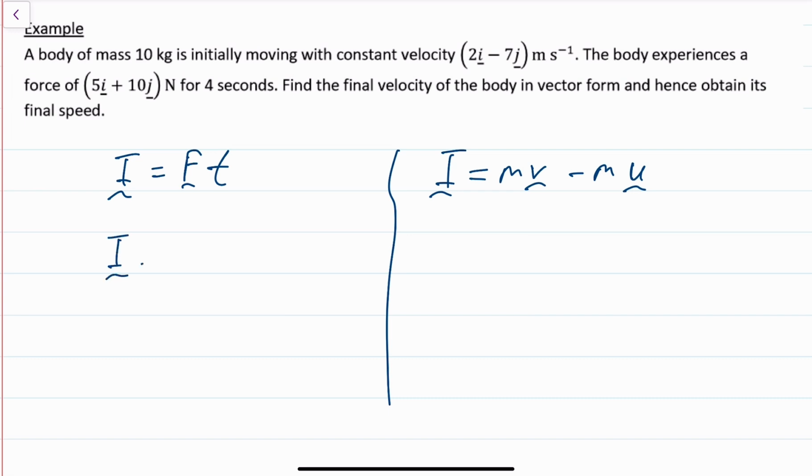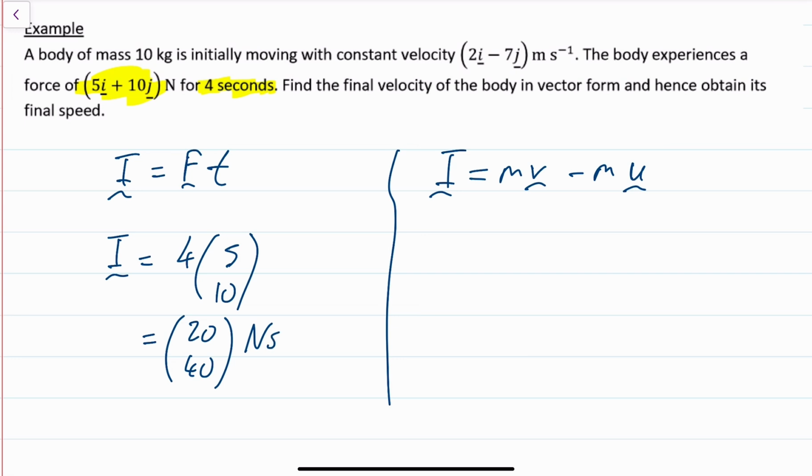So your vector I then is going to be equal to the force. And I'm going to use column vectors for this. So what was it? Sorry, where was my force? There's my force there. It was equal to this for 4 seconds. So that's just going to be 4 times 5, 10. Let's just work that out. That's going to be 20, 40. And that's going to be Newton seconds.